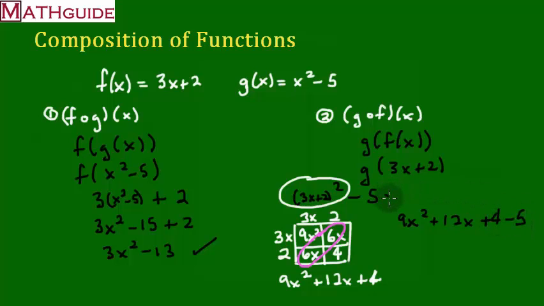So I'm just bringing my work down over here. Okay, so this was the 3x plus 2 squared. That's what we got over there. But then I have to subtract 5 from it. All right, well, just combine like terms. So I'm going to combine the 4 and the negative 5. So I get 9x squared plus 12x minus 1. And that's the answer for that.